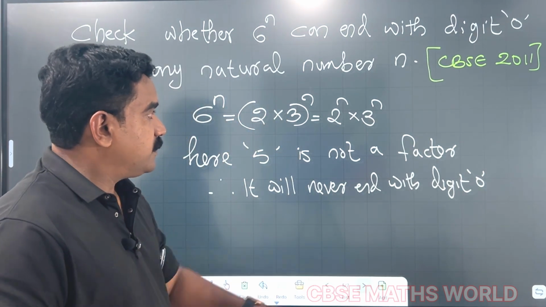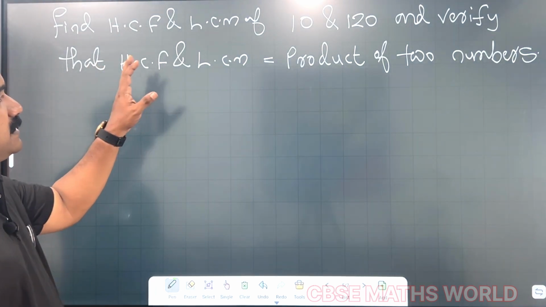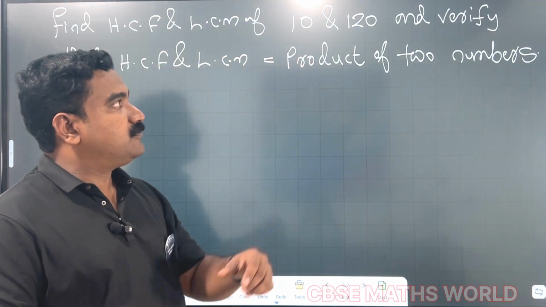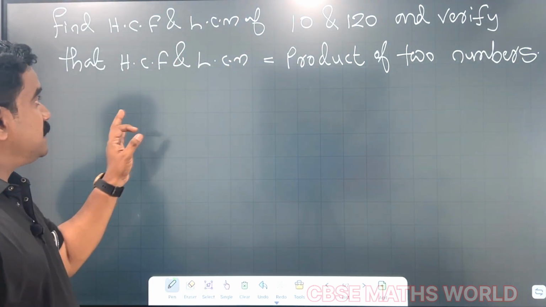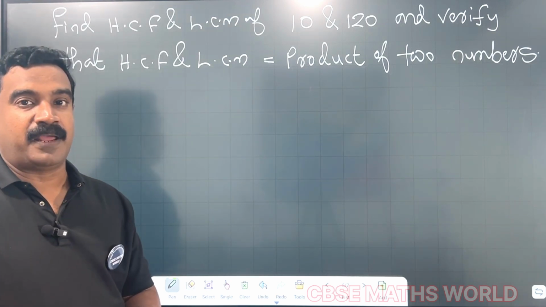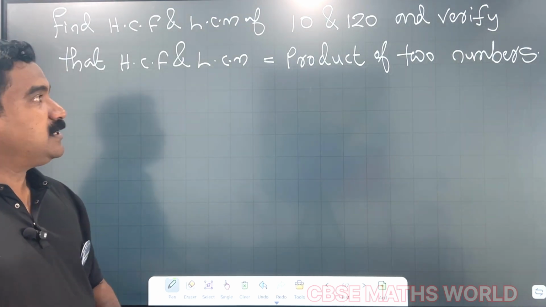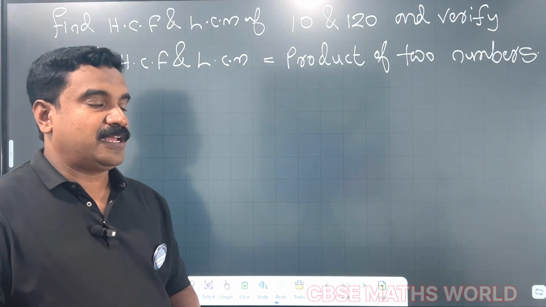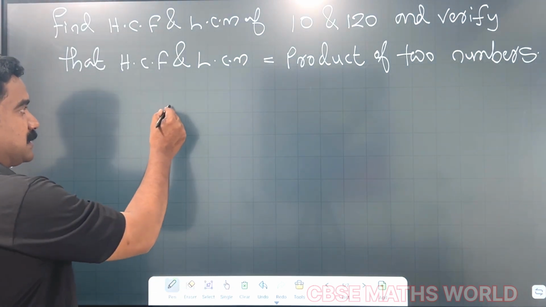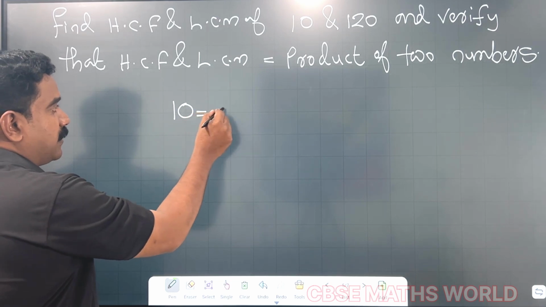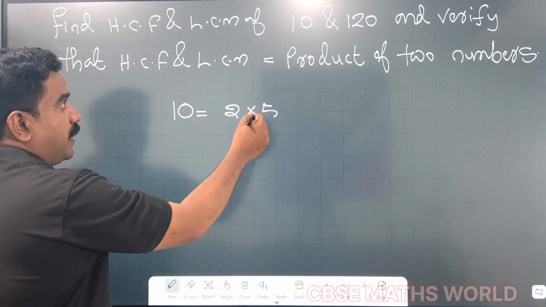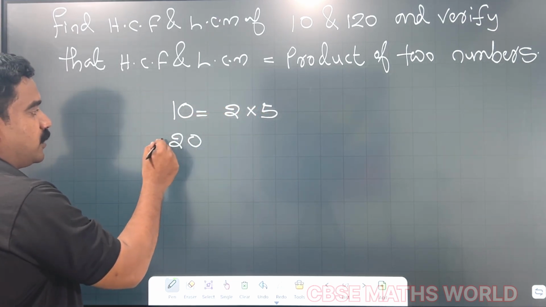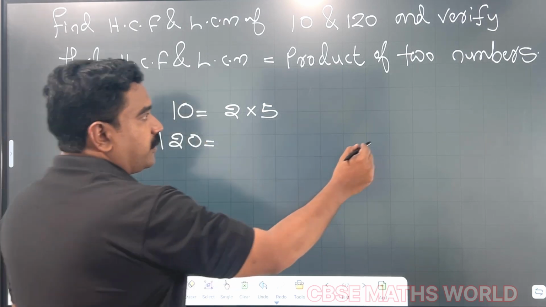Then the next question. Find the HCF and LCM of 10 and 120 and verify that HCF into LCM is the product of the two numbers. We need to find HCF of 10 and 120. How can you find HCF? You can use the prime factorization method. So 10 you can write in the form 2 into 5. And 120, how can you write 120?